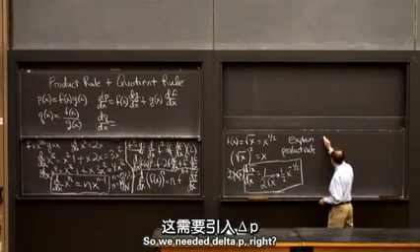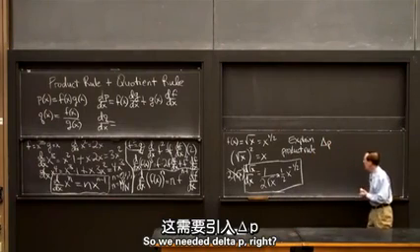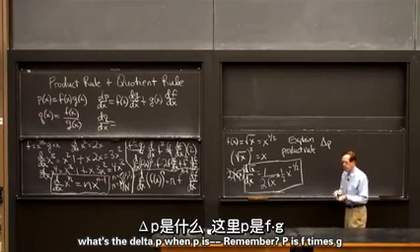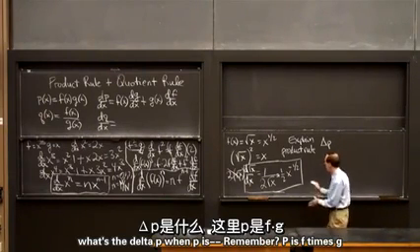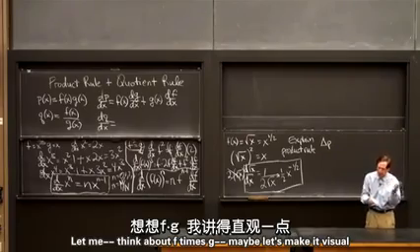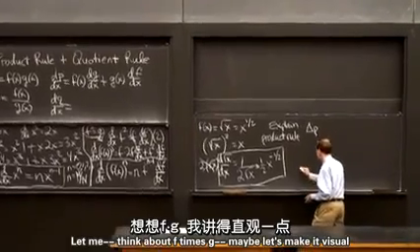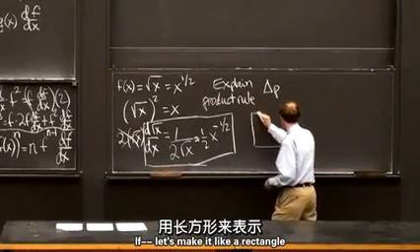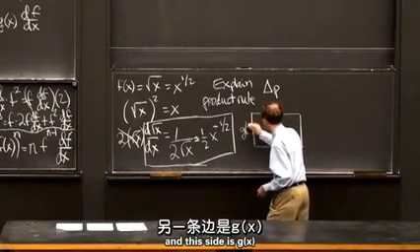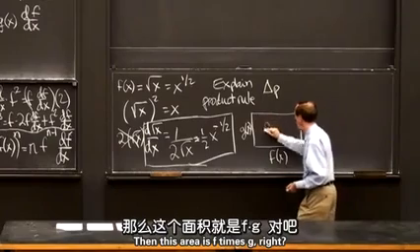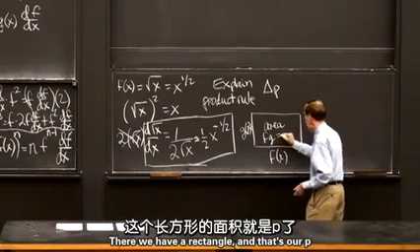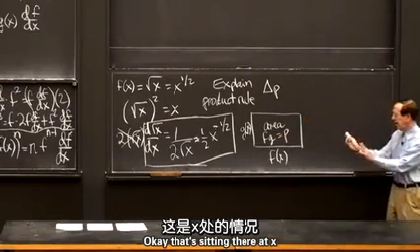So we needed delta p, right? And then I'm going to divide by delta x. Okay, so what's the delta p when p is f times g? Let's make it visual. Let's make it like a rectangle where this side is f of x and this side is g of x. Then this area is f times g, the area of a rectangle, and that's our p. That's sitting there at x.